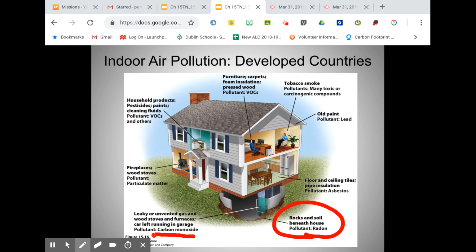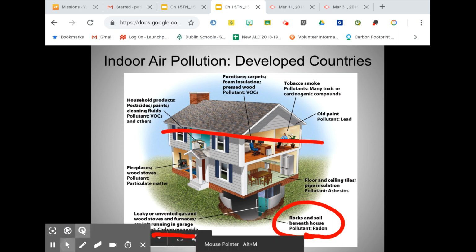Fireplaces, even though they're wonderful, introduce particulate matter into your house. House products, paints, pesticides have VOCs in them. Cleaning fluids have VOCs in them. Furniture and carpet, again, a lot of those things have VOCs in them to make them water resistant or stain resistant. If someone smokes in your house, again, carcinogens and other toxic compounds will be held in the house as well.